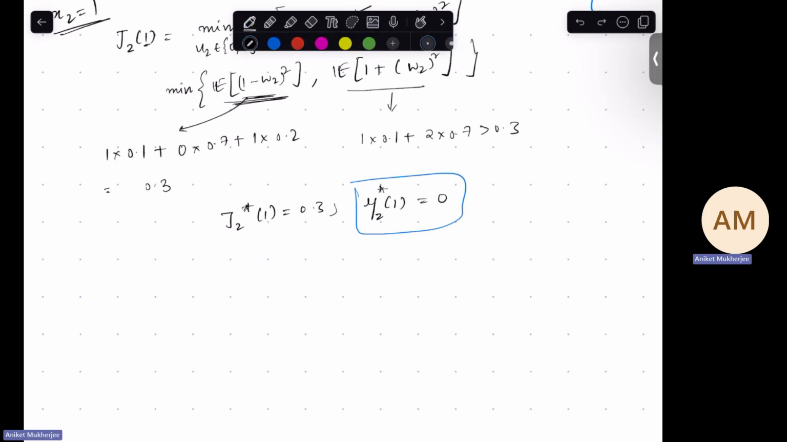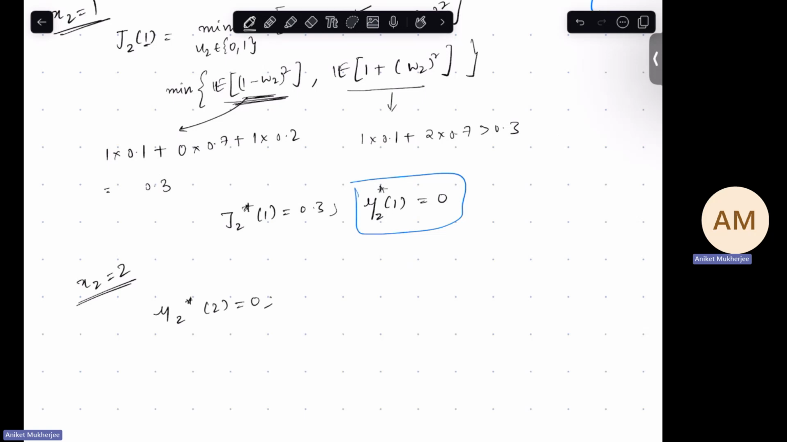now you have x2 equal to 2. There's only one action that you can take because you can at most store 2. You can't store more than 2. So your mu2 star is basically 0. You don't order anything. But then it's important to calculate the optimal cost that you get when you're at 2.